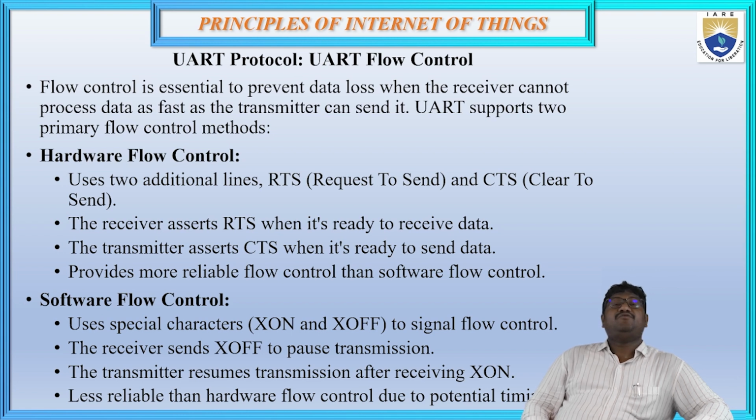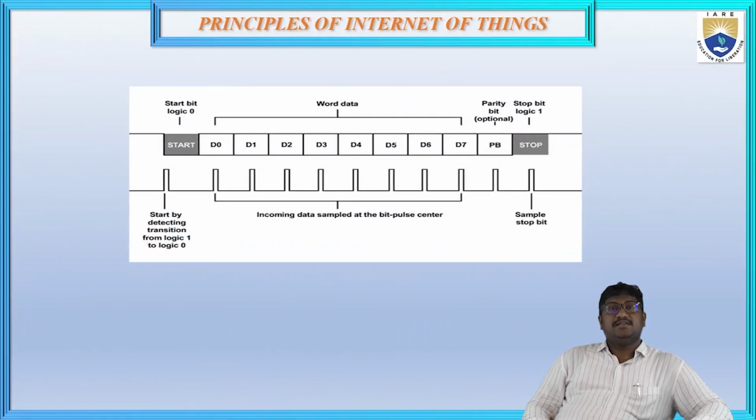Now we will see software flow control. Here we use special characters such as XON, XOFF to signal flow control. The receiver sends XOFF to pause the transmission. The transmitter resumes transmission after receiving XON. It has less reliability than hardware flow control due to potential timing issues. This is how the things are.